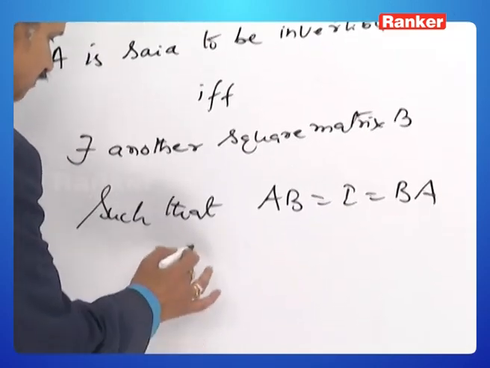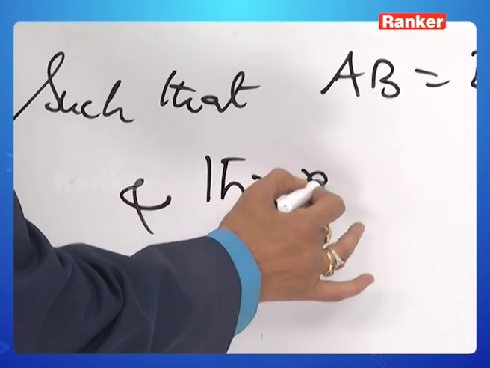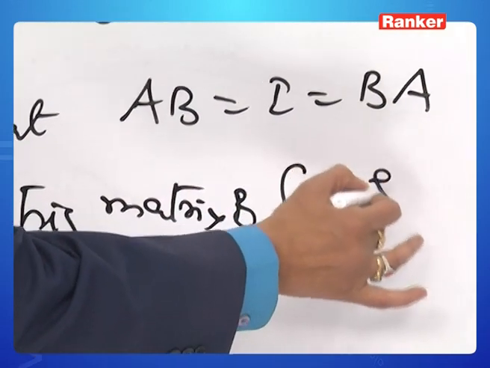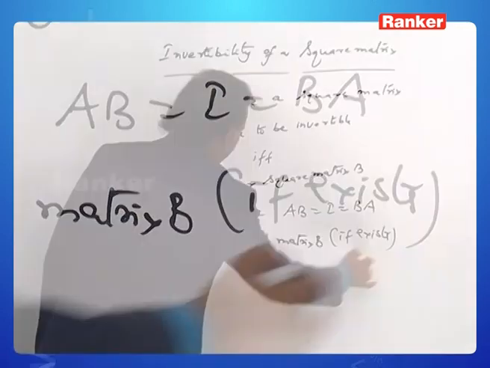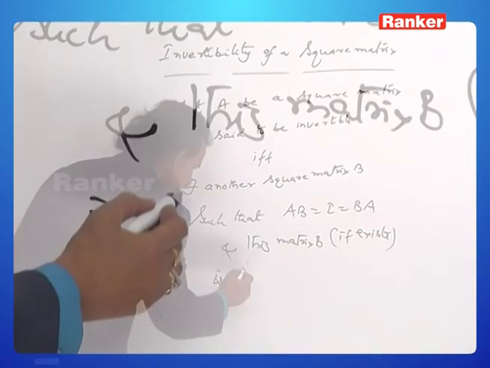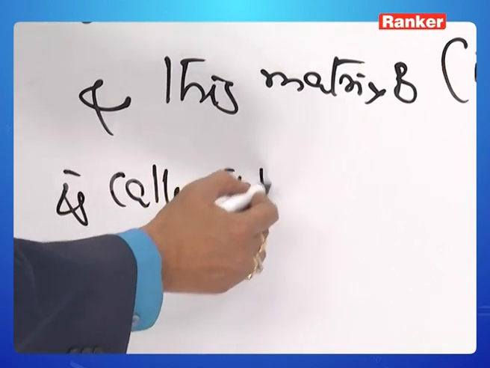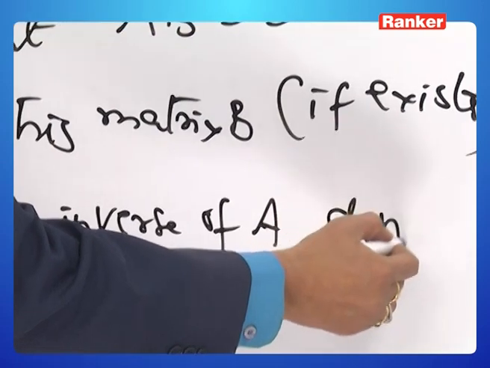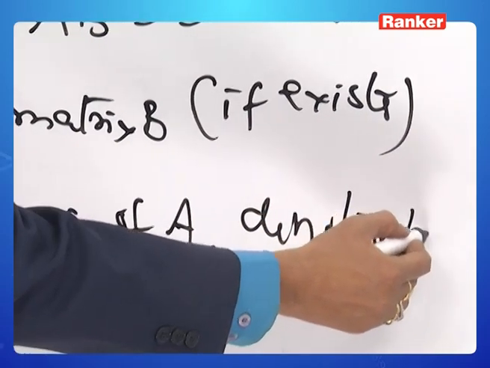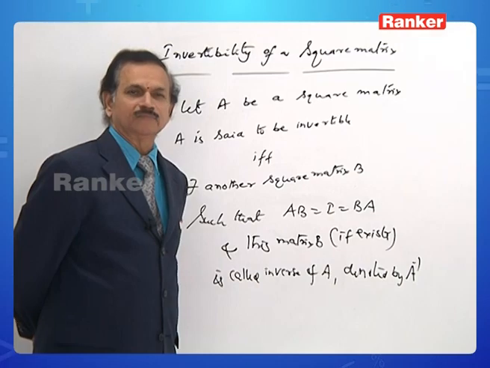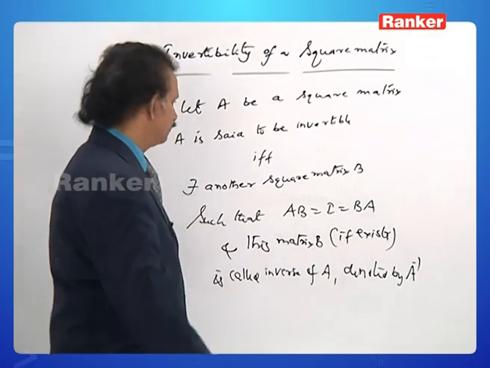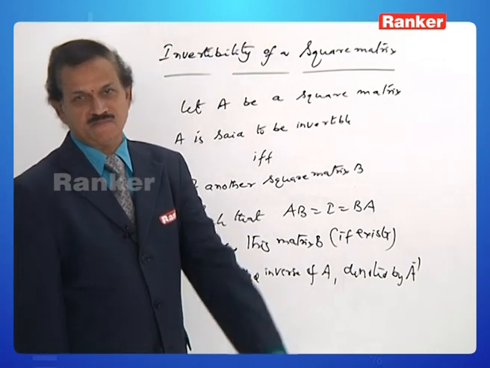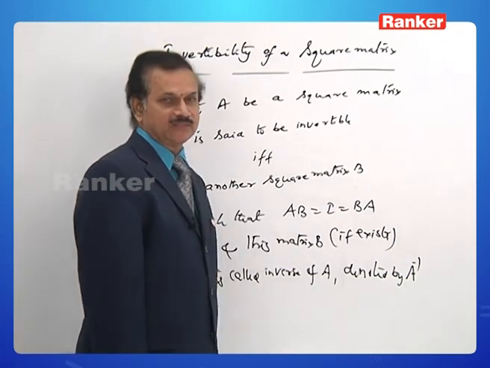And this matrix B, of course, if exists, is called inverse of A, denoted by A inverse, like that. Okay, so what do you mean by invertibility? When can you say that a square matrix A is invertible? AB is equal to I is equal to BA.